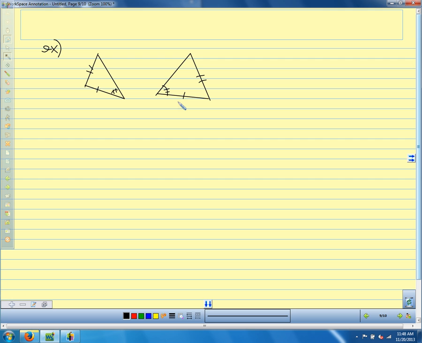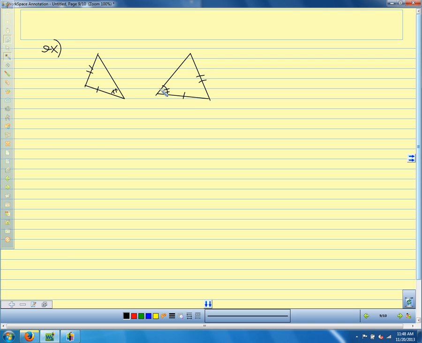How about these two? Manny says no. Evan says no. Ashley says no. Are they not congruent, or do we not have enough information? Don't have enough information. What's the problem here?